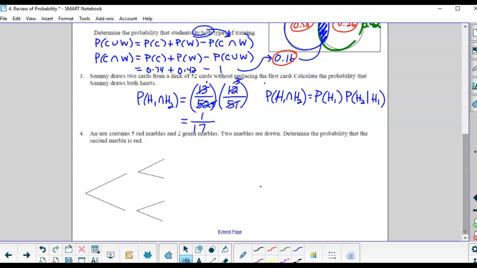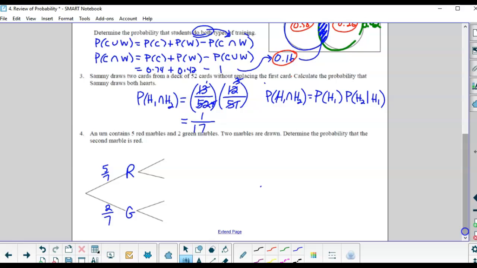Okay, so it says here an urn contains 5 red marbles and 2 green marbles. 2 marbles are drawn. Determine the probability that the second marble is red. So here, in your first choosing of a marble, you have a red or a green. And so the probability of getting a red would be 5/7. Getting a green would be 2/7.